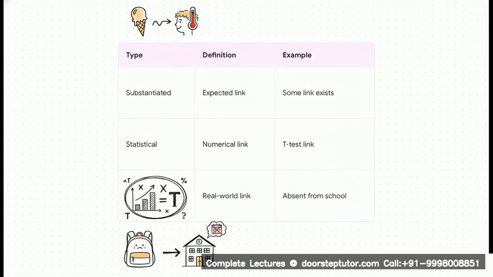And then finally, the practical hypothesis bypasses all that math and focuses purely on the real-world outcome. Who cares about the t-test if the practical reality is that eating the ice cream leads to the kid missing school? That real-world absenteeism is the practical outcome.